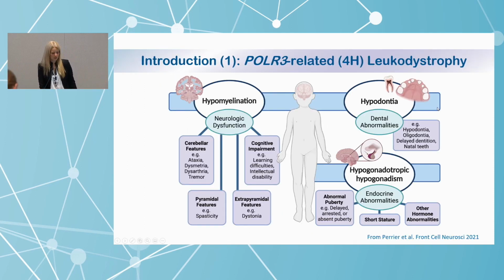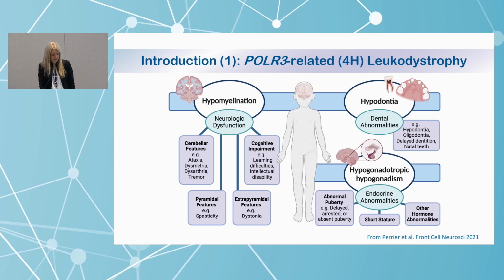Polarity-related leukodystrophy, or polarity-related disorders, is also known as 4-H leukodystrophy, 4-H standing for hypomyelination, hypodontia, and hypogonadotropic hypogonadism. So patients have hypomyelination and neurological dysfunction. They typically present in early childhood with motor delay or regression.